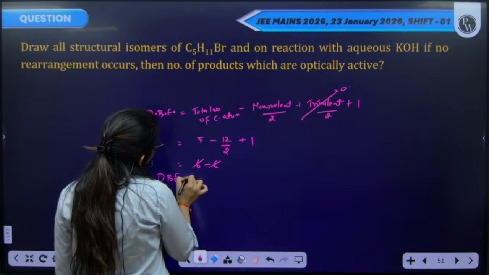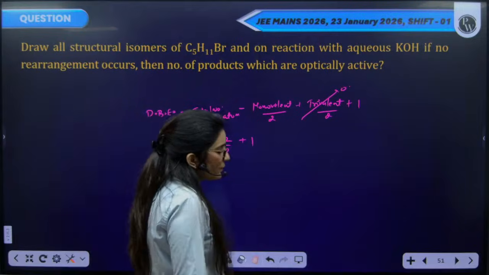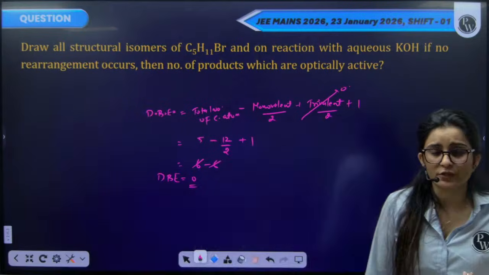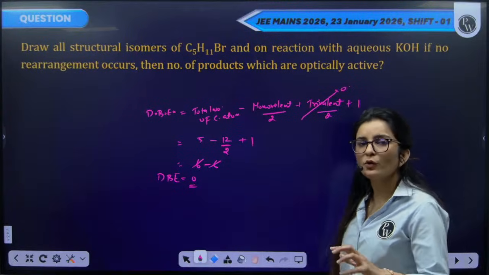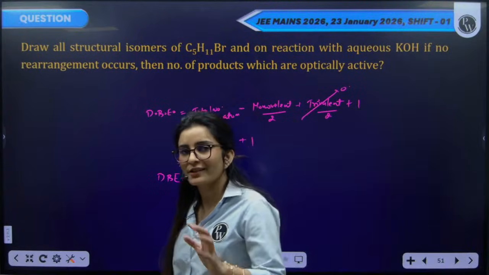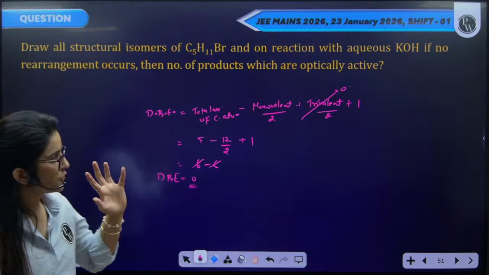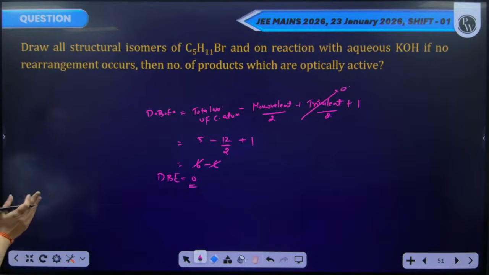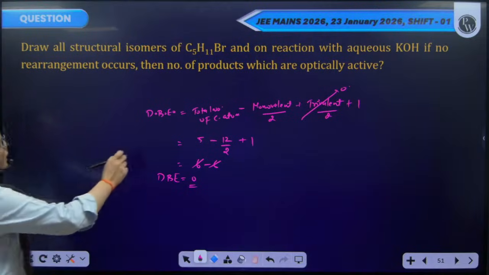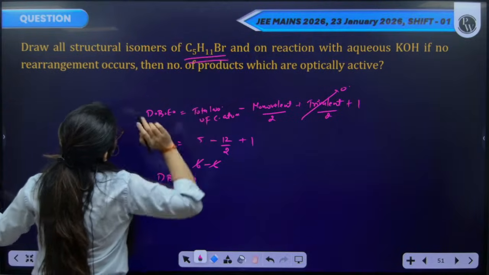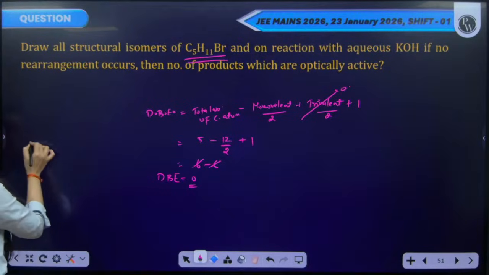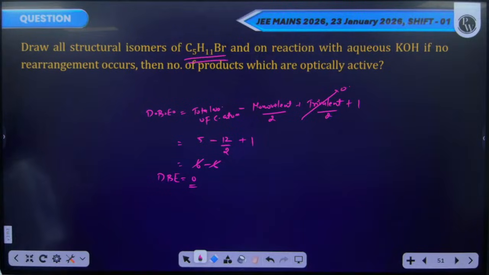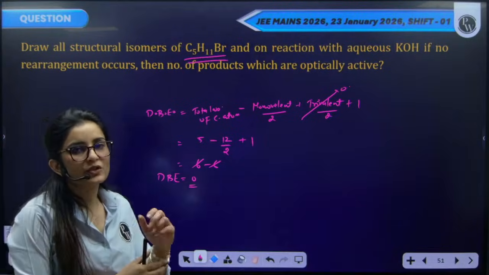So you can see in the given question there will be no degree of unsaturation, means no double bond, no triple bond, no ring structure, nothing will be there. It will be an open structure. Now we will have to draw the isomers of bromine. So let's draw first of all the isomers for the given compound. First of all we will be keeping the same chain and we will be changing the position of the bromine.